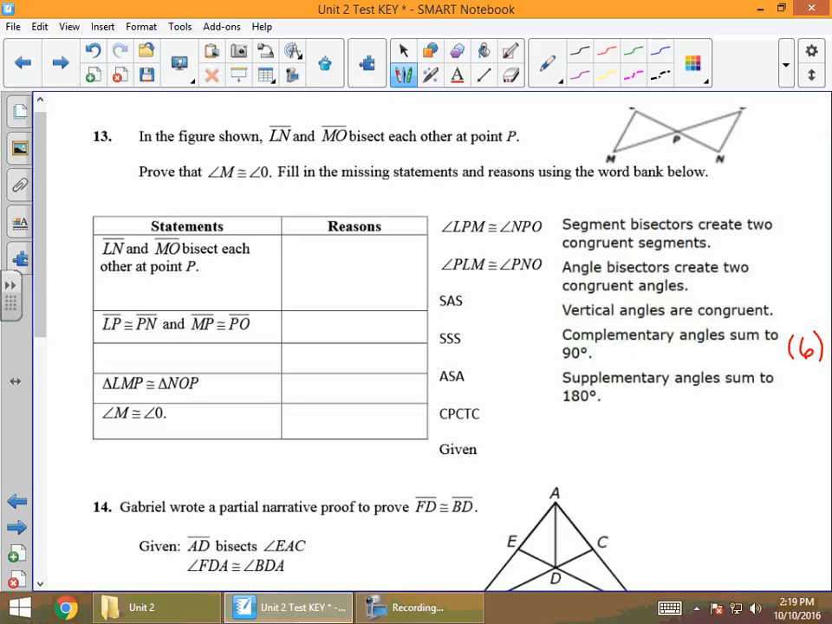The very first statement. It says, in the figure shown, LN and MO bisect each other at point P. Prove that angle M is congruent to angle O. Fill in the missing statements and reasons using the word bank below. So, LN and MO bisect each other at point P. That is given information. So that is given.